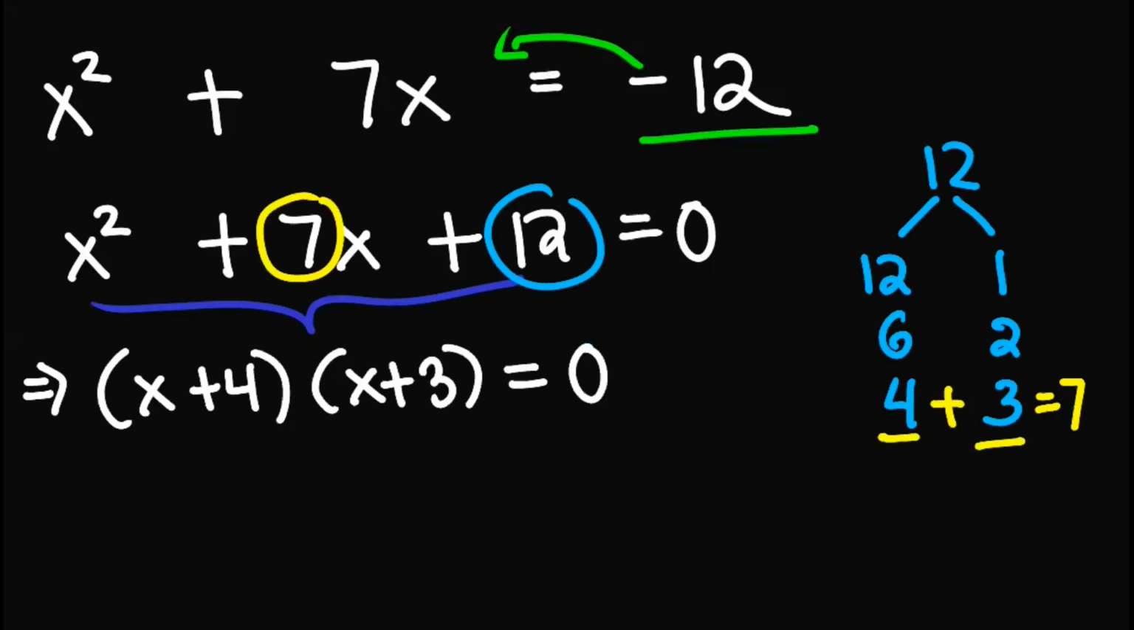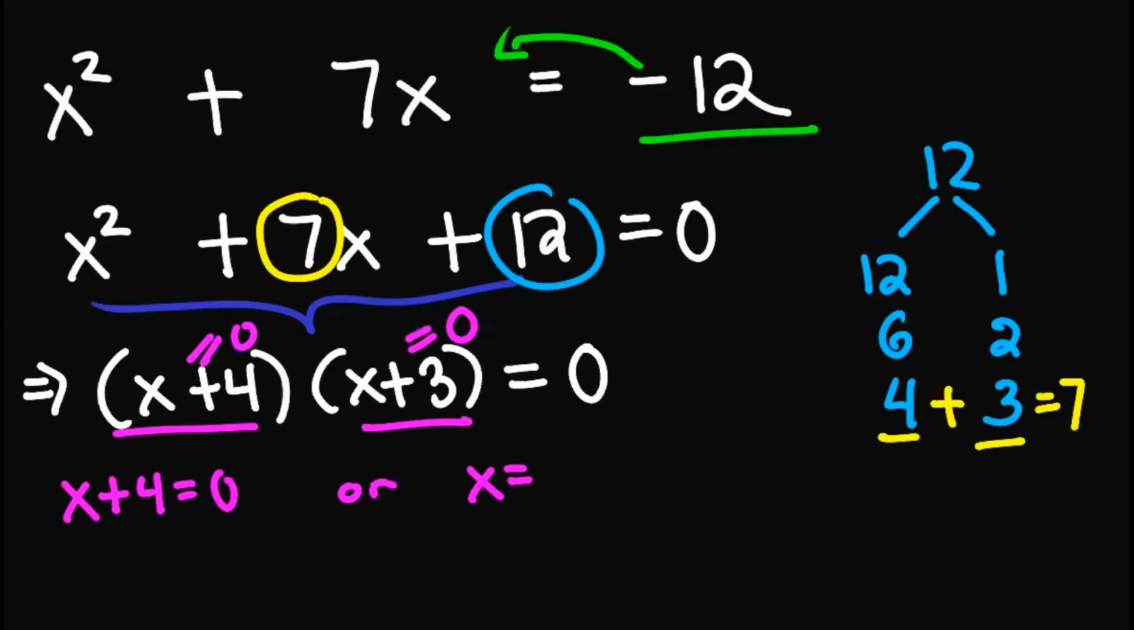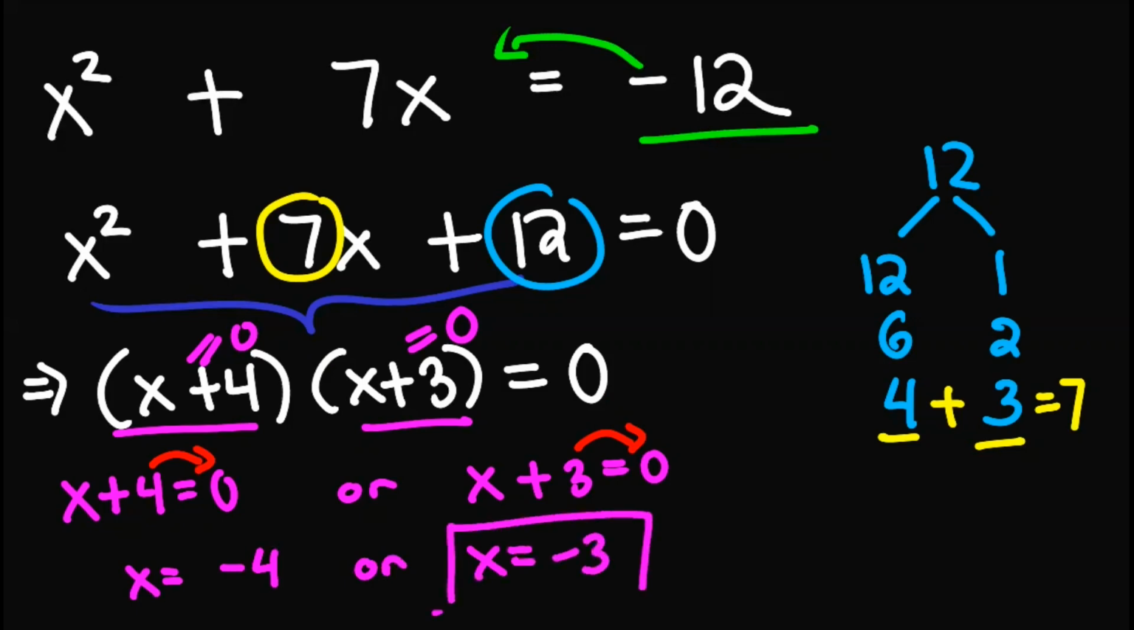And again, when will this equality hold? This equality will hold if either one of these is equal to 0. So we have x plus 4 equals 0 or x plus 3 equals 0. Solving the linear equations, we transfer the constants to obtain x equals negative 4 or x equals negative 3. And these are our answers.